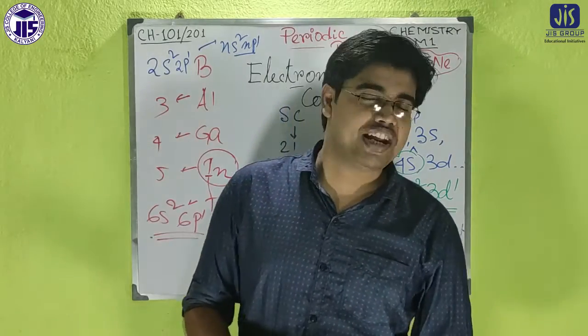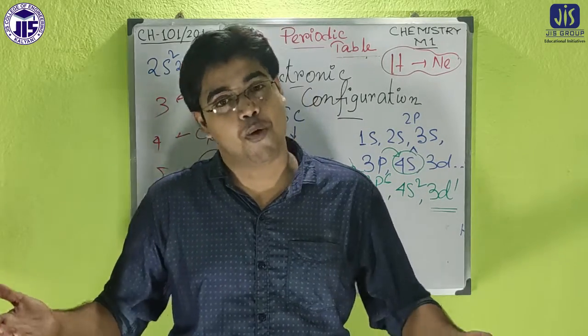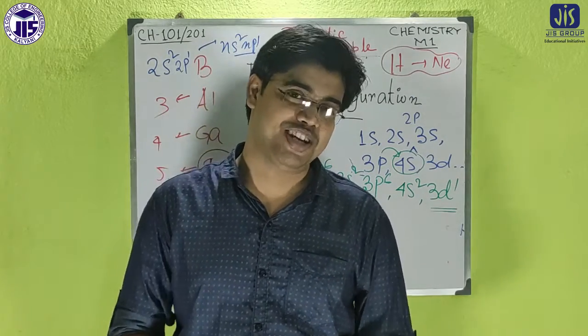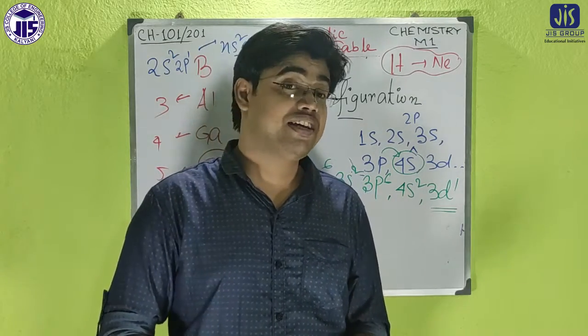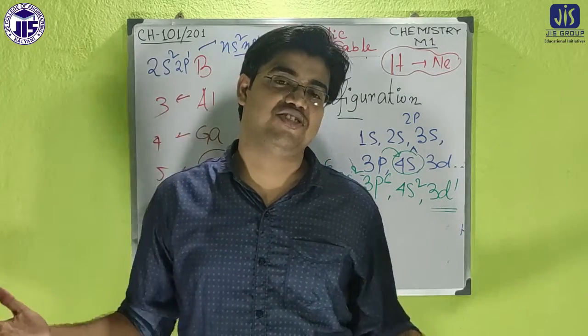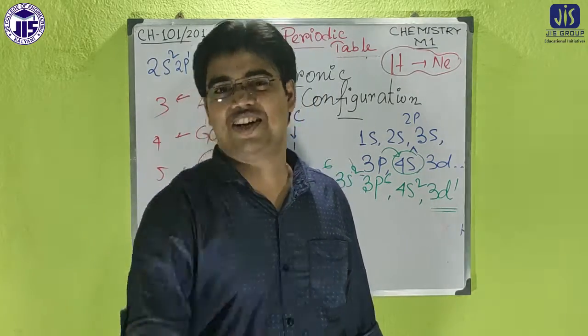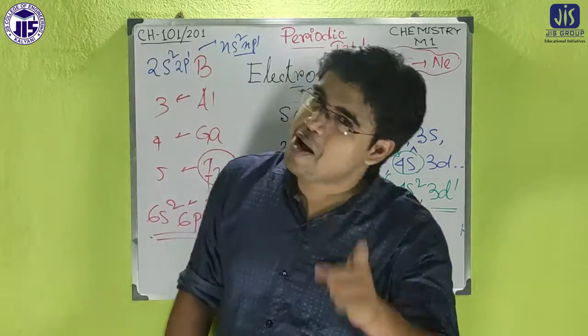Okay, so without electronic configuration we can't move. It is not possible to move actually in chemistry. So just keep in mind how you can identify the valence electrons, because valence electrons are the main important thing for each and every element to identify its different kinds of properties.